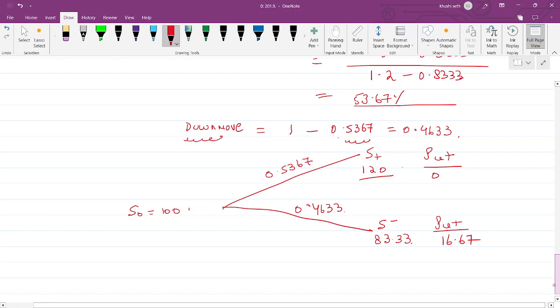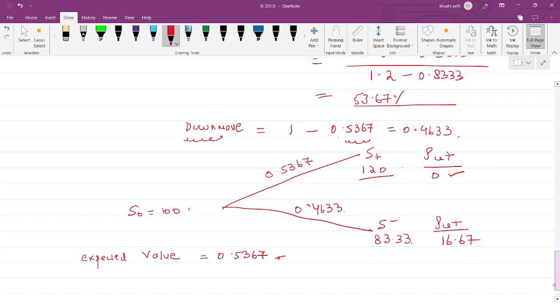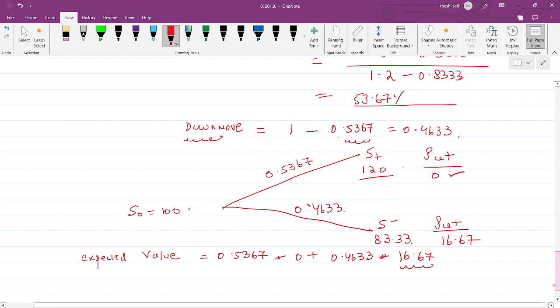So what it is saying is that the expected value of the put option in 1 year is going to be 0.5367 into 0, which is the intrinsic value of the put in case of an up-move, plus 0.4633 into 16.67, which is the intrinsic value of the put in case of a down move in the underlying asset. तो ये calculate करो, this is the expected value of your put in 1 year.